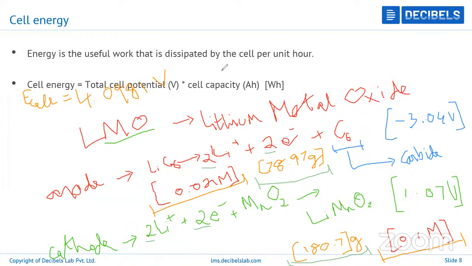Your capacity, you can calculate using the formula that I gave you, nF by M. So what is the capacity that is obtained? Can somebody share the cell capacity? Can anybody who already has these answers tell me what would be your total capacity? If I'm right, it should give you 756 milliamp hours.